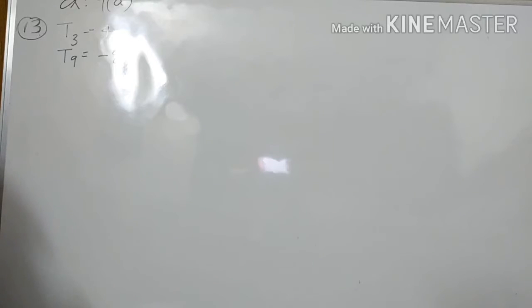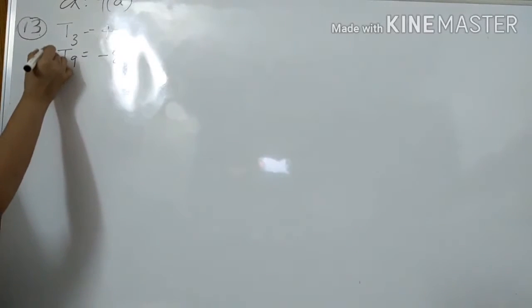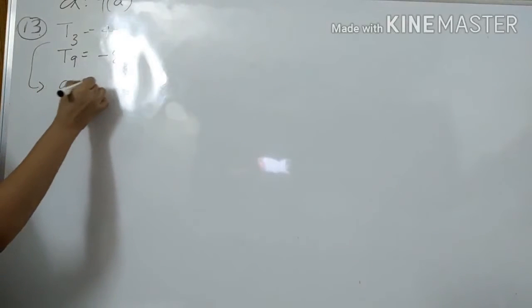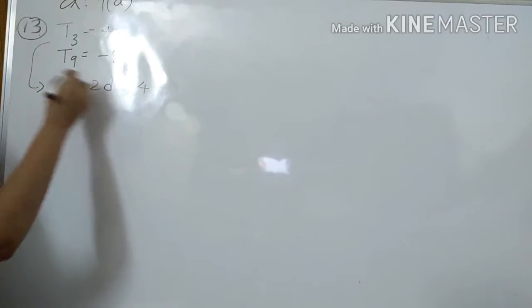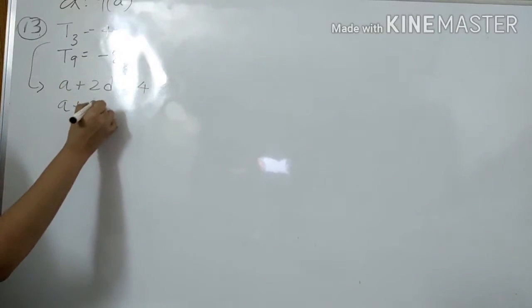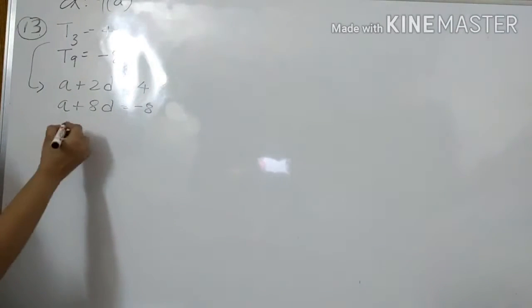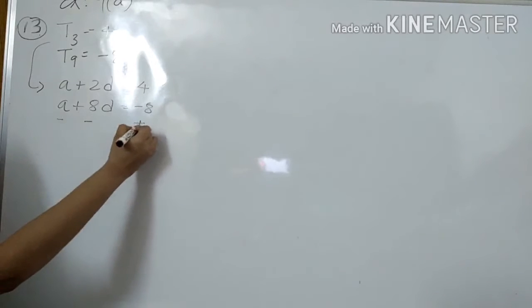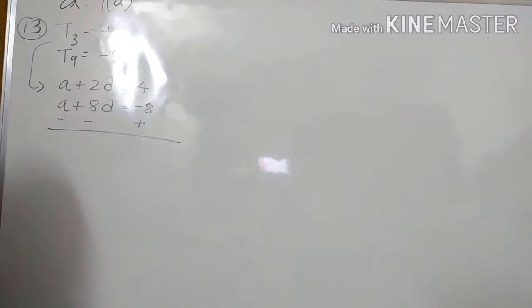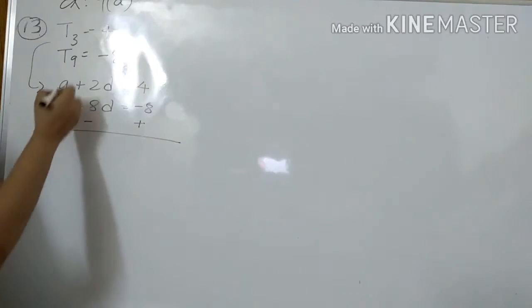So here, first of all, using this I write a plus 2d is equal to 4 and a plus 8d is equal to minus 8. So using this, by solving simultaneously by taking subtraction, we find the d value first.